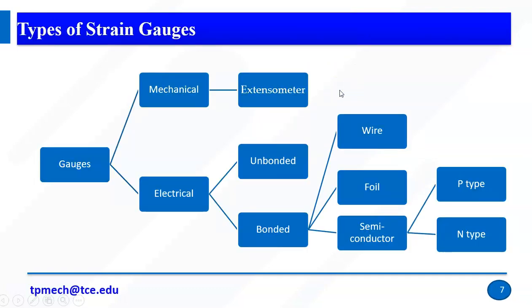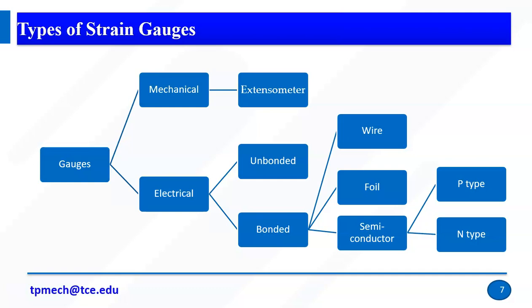Types of strain gauges: we have two types. One is mechanical gauges, another is electrical gauges. A gauge is a device used to measure the strain. So to measure strain we have two types of gauges, electrical as well as mechanical. For mechanical, we have the extensometer. For electrical, we have two types, unbonded and bonded. In bonded, we have three types: wire, foil, semiconductor. In semiconductor, we have two types, P and N type, right? These are the types of strain gauges.